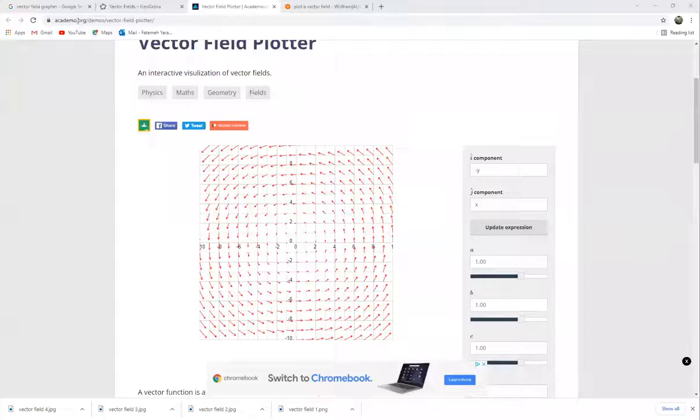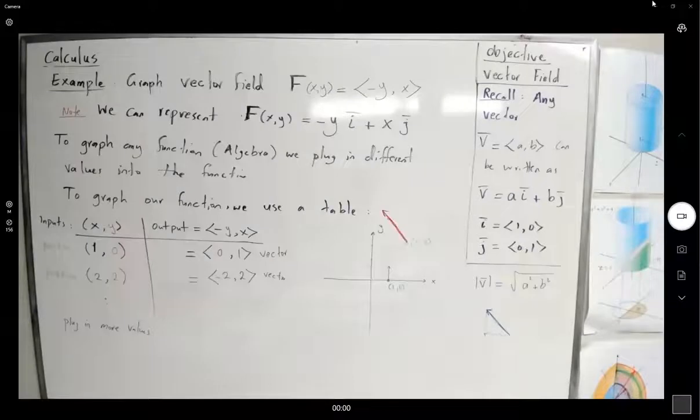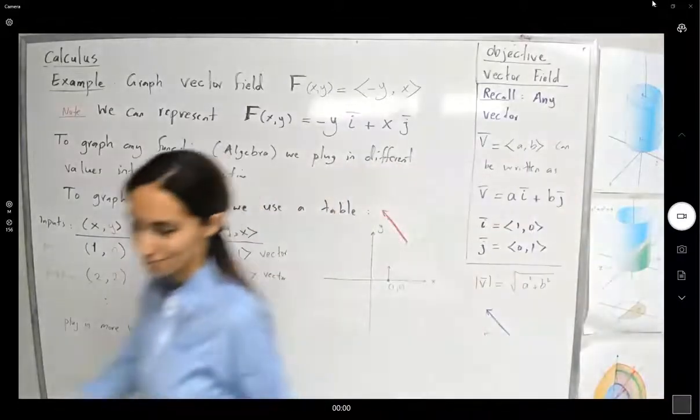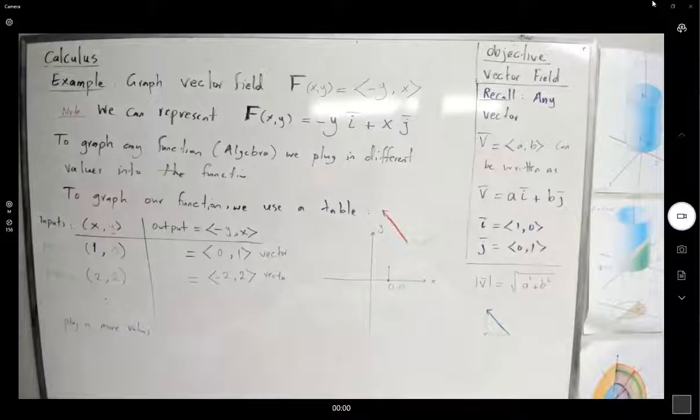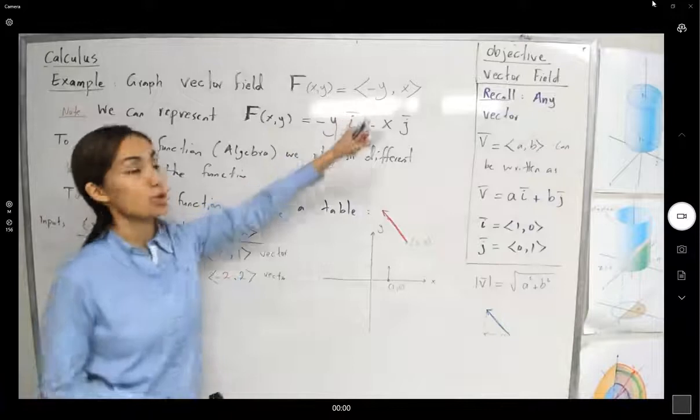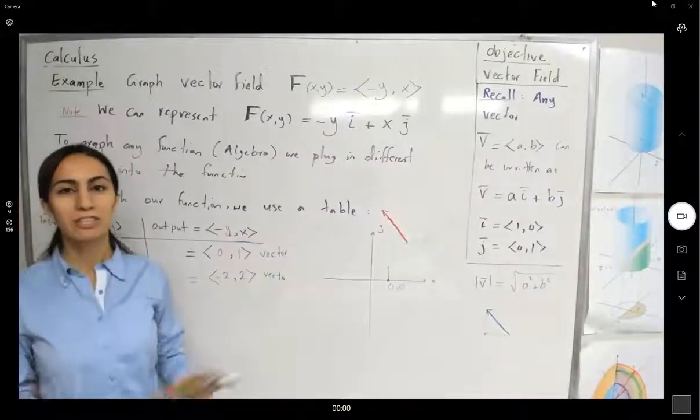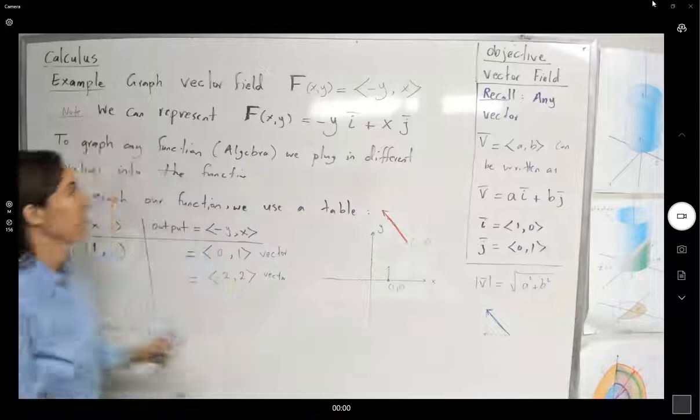Remember that you can use the website Academo, and it graphs the whole thing for you as well. Our first component is negative y, and the second component is x. So in the xy plane, you can see the behavior of this rotational vector field. Very well. As we define a vector field in 2D, we can define a vector field in 3D in the space itself.